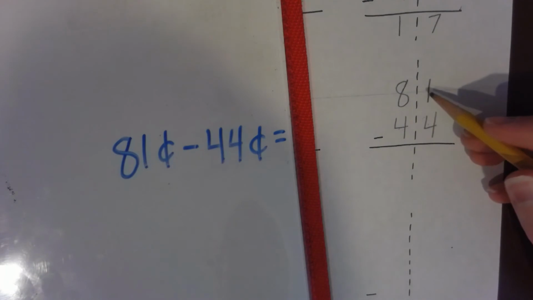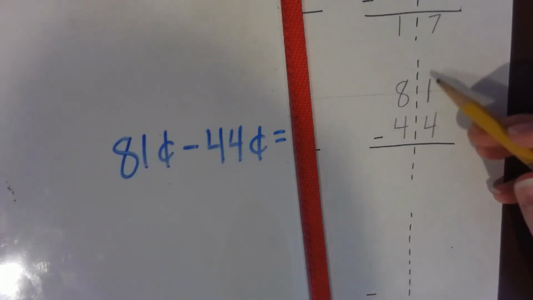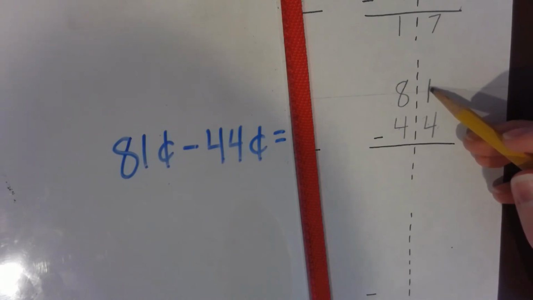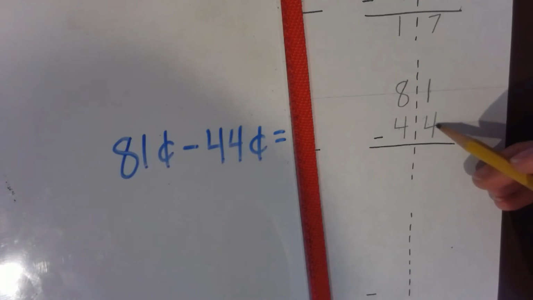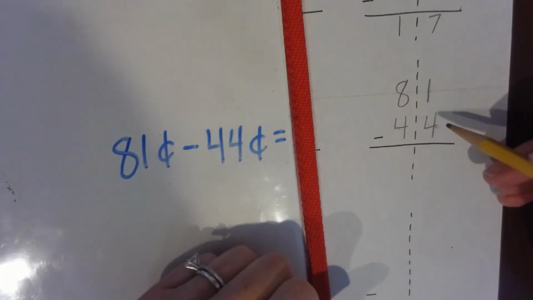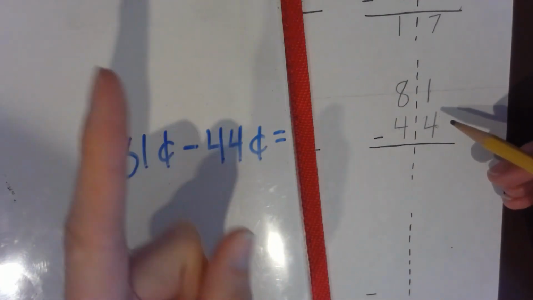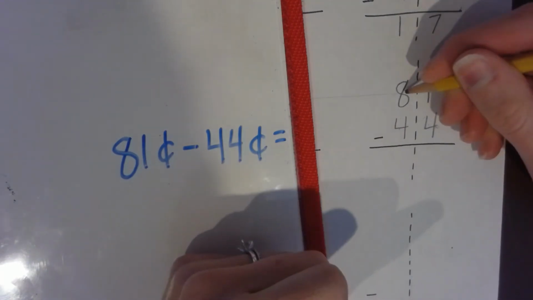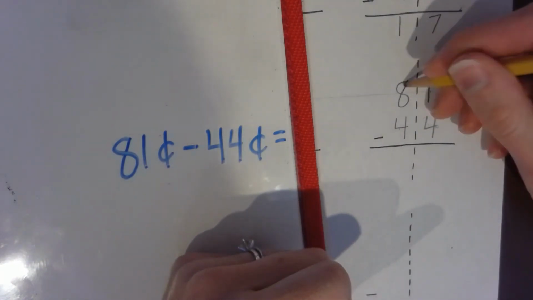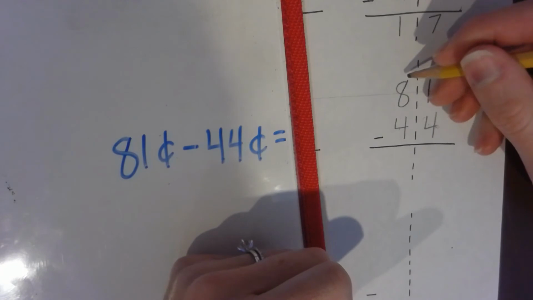Now, if we have 1, can we take 4 away? Do we have more on top? No, we don't. We have a bigger bottom. 4 is bigger than 1. If we have a bigger bottom, what do we need to do? Better borrow. So let's hop on over here. Remember, we're always changing the top numbers, not the bottom.